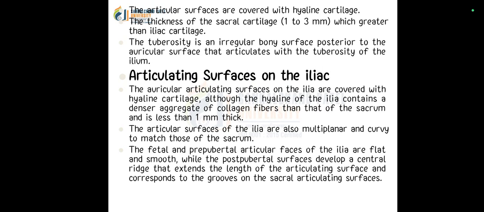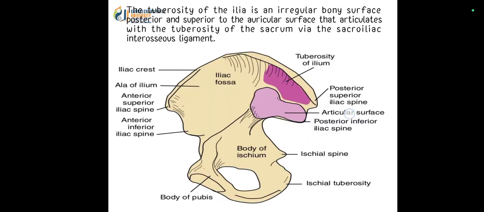The fetal and prepubertal articular faces of the ilia are flat and smooth, while the postpubertal surfaces develop a central ridge that extends the length of the articulating surface and corresponds to the grooves on the sacral articulating surfaces. The tuberosity of the ilia is an irregular bony surface posterior and superior to the auricular surface that articulates with the tuberosity of the sacrum via the sacroiliac interosseous ligament.